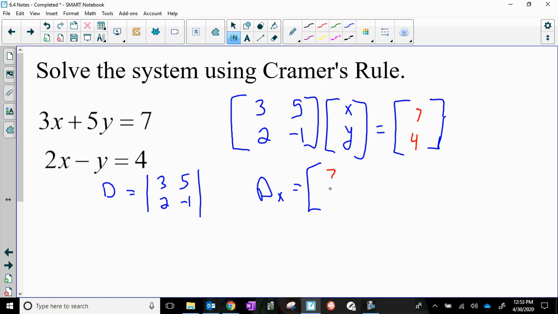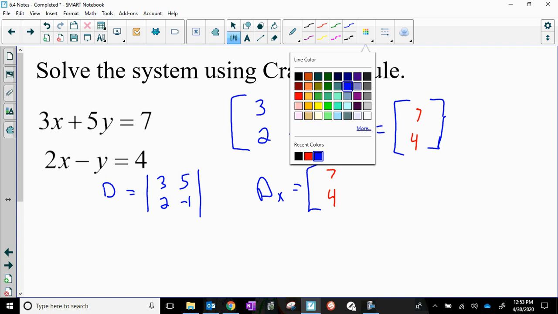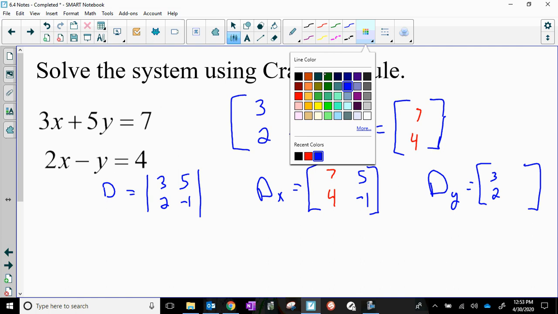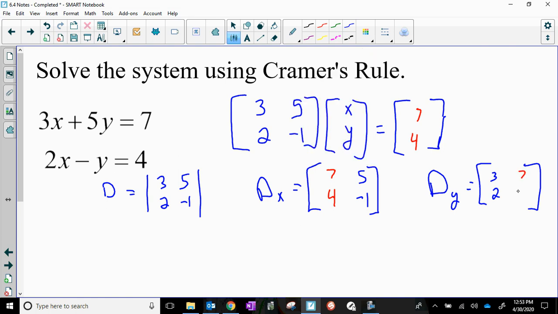So what we're going to do is put the constants in for the variable that's listed in that determinant. And then we're going to copy down the other variable. And for Dy, the x's are still 3, 2, just like the D matrix. But now we're going to put 7, 4 in for our y column.